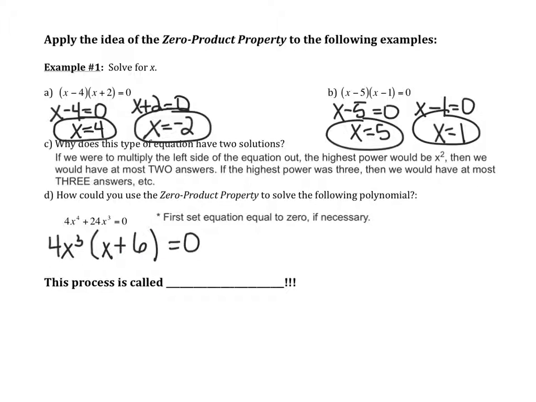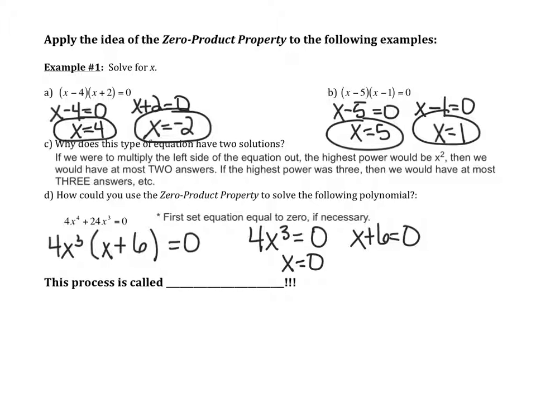4x to the third times x plus 6. So I could now take 4x to the third, set it equal to 0, just like we did in problems A and B at the top. And I could take the x plus 6 and set it equal to 0, just like we did at the top. So thinking about it this way, 4 times what would give me 0? Well, if x was equal to 0, 4 times 0, even if it's 0 cubed, is still going to give me 0.